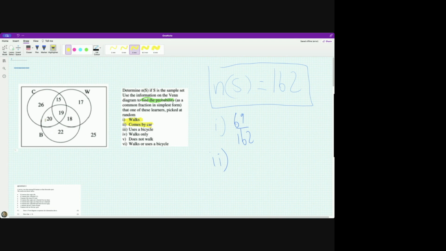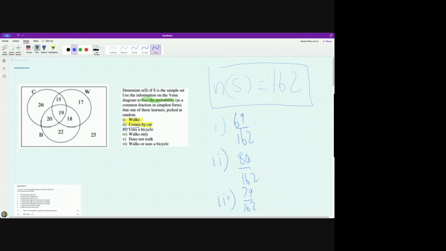So comes by car, we'll just be adding up all the items in the car circle. Now, some of these people also come via other measurements, but this is going to be 80 out of 162. And then for bicycle, I'm just going to add up. So for the bicycle, I get that.